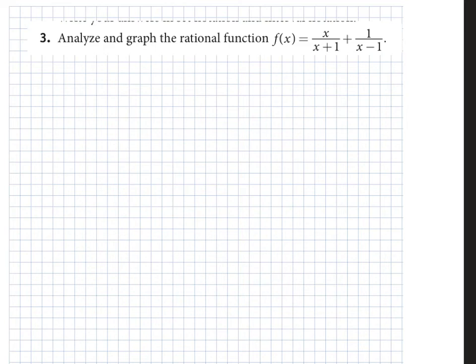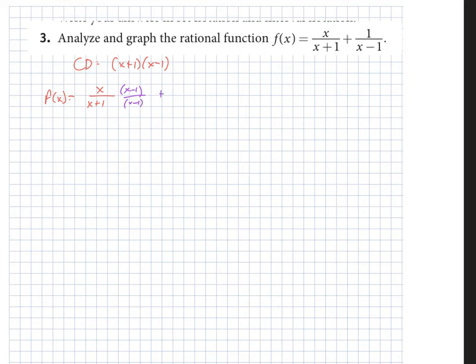So again, I've got to combine this into a common denominator. My common denominator here is going to include both the x plus 1 and the x minus 1. Therefore, I've got to multiply my first fraction by a sneaky form of 1 in the form of x minus 1 over x minus 1.